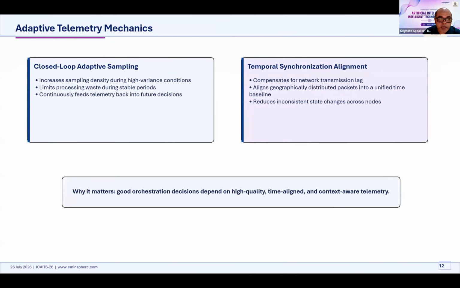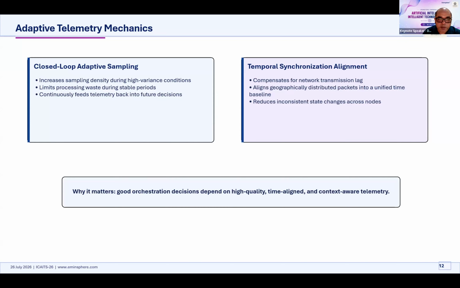Adaptive telemetry mechanisms are extremely important in a distributed environment. There are two concepts highlighted here. First is closed-loop adaptive sampling. We do not necessarily need to collect every metric at the same frequency all the time. When the system is stable, very high frequency sampling may create unnecessary processing and network overhead. But when the framework detects high variance or abnormal behavior, it can increase the sampling density. In other words, the system pays more attention when conditions become unstable.